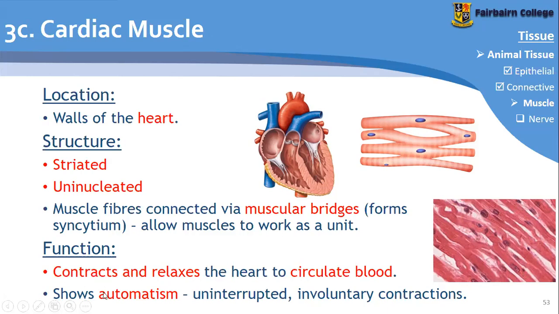But then just very briefly, you should know that the heart muscle shows automatism, meaning it works independently of your decisions and your actions. So you don't have to tell your heart to beat, basically. It's similar to smooth muscle, where it acts independently or involuntarily. But the main point here is the function is to contract and relax to circulate blood. That is the main function of the cardiac muscle.